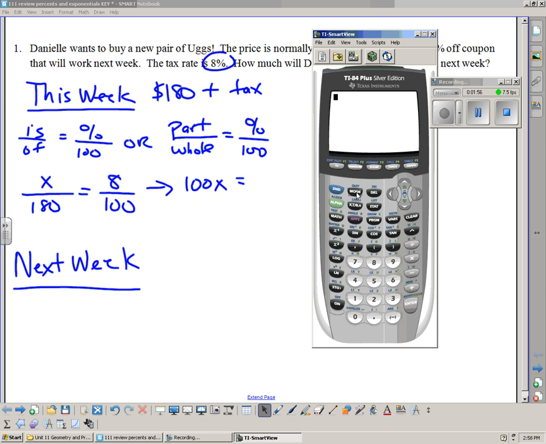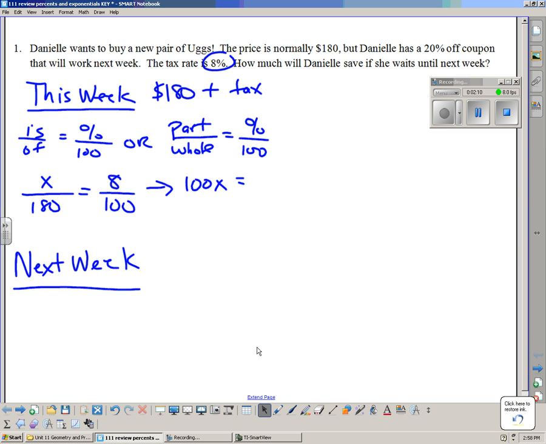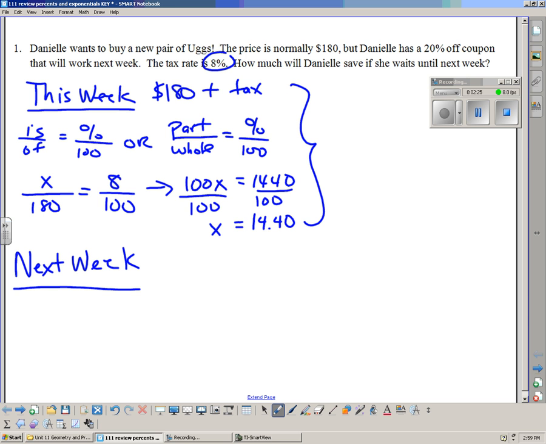Let me get rid of that, sorry. 180 times 8 is 1440. Whoops, that's not going to work. Hold on one second. So that's 1440. And if we divide it by 100, that would equal $14.40. So this week, we would have to pay the $180 plus the $14.40 in tax, which would give us $194.40.